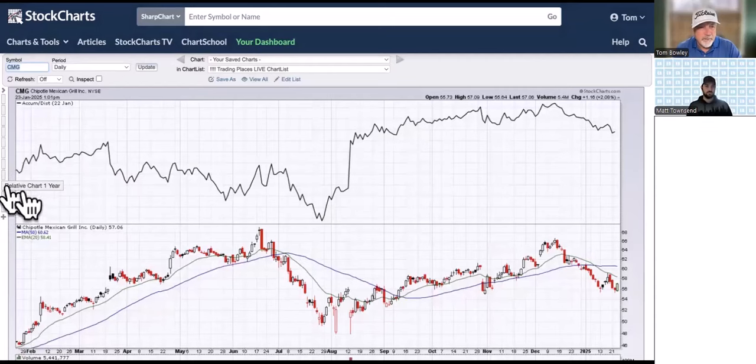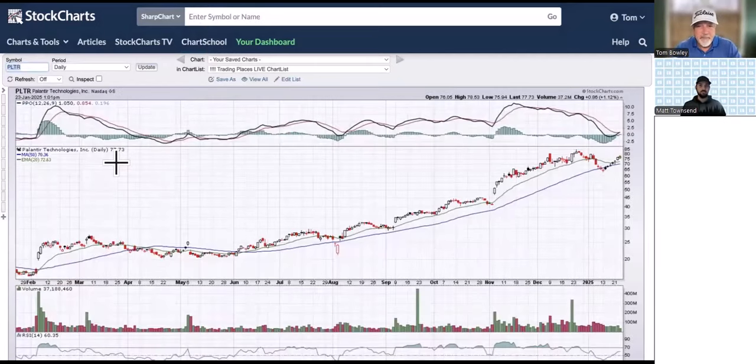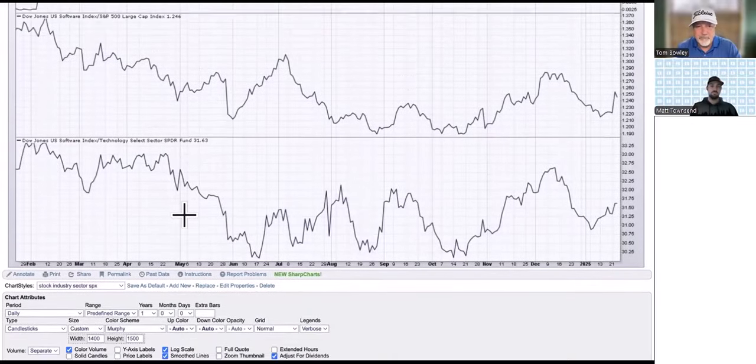And so here I'm going to go in and grab this stock. Let's go to another stock, do Palantir. And I'm going to hit this stock industry sector SPX. And now look at it. It's set up just the way we set it up.